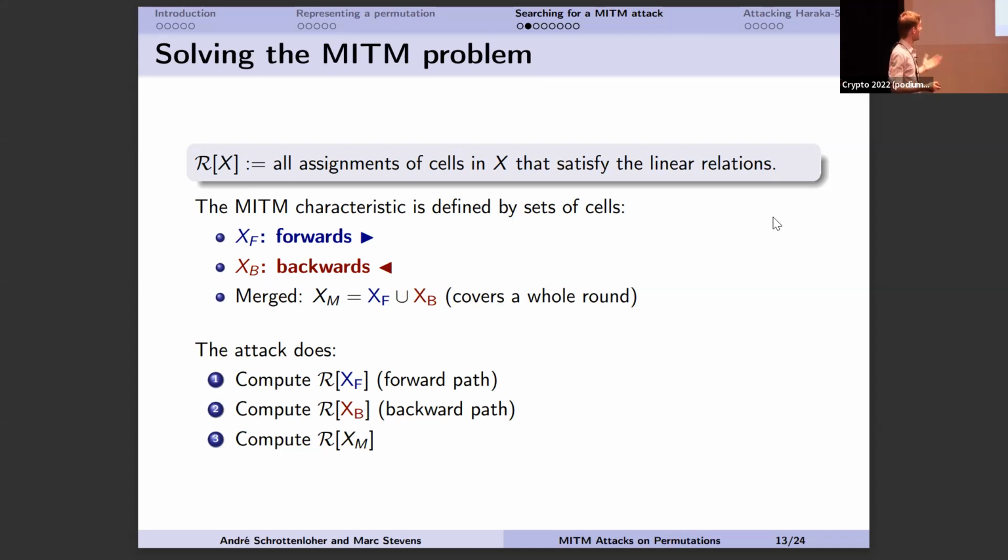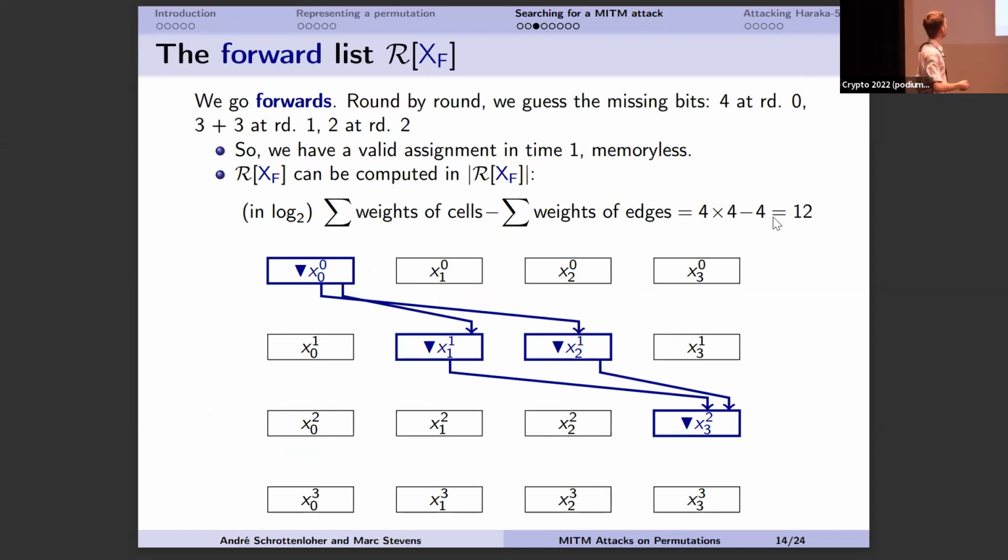And now I need to convince you that for any choice of these forward and backward cells, there exists indeed an algorithm that does this, and that has a time complexity that we can compute. And this is going to be quite simple. Let's have a look at a forward list.